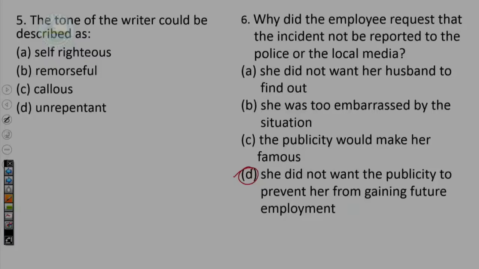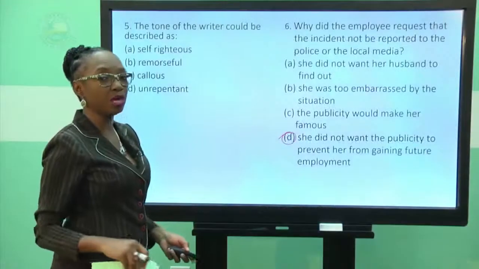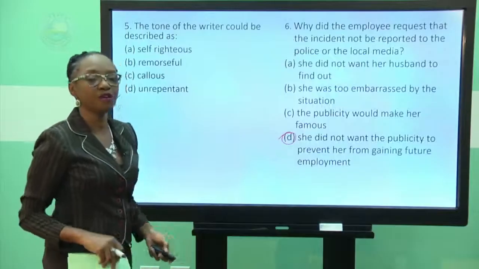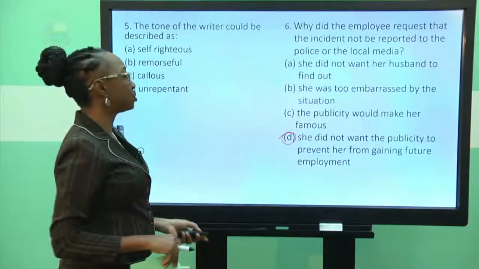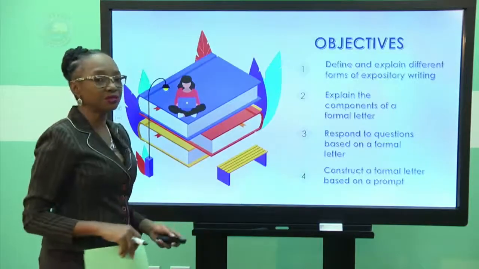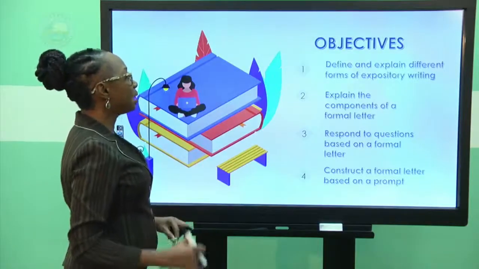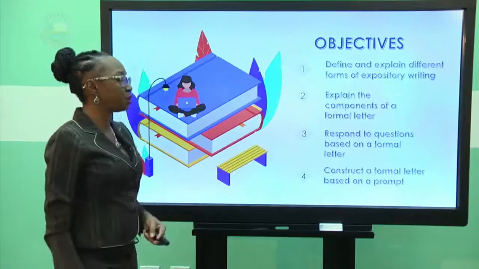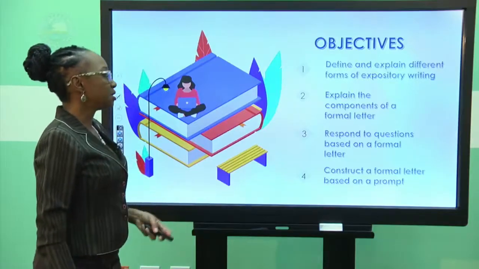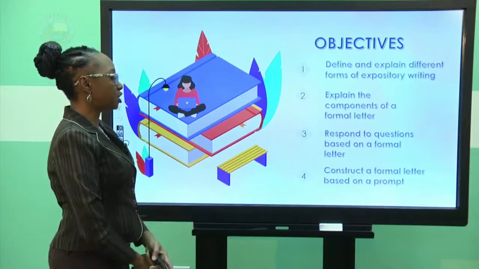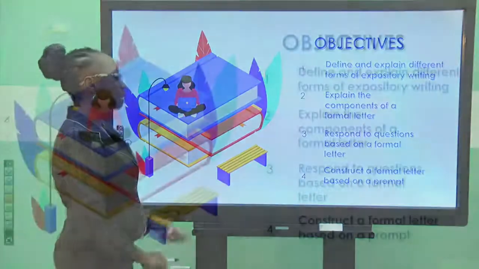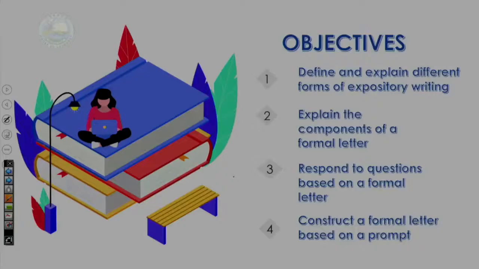These are some types of examples that you can get for your paper one, and you want to approach your paper one very logically, very clearly, understanding what it is you're being asked to do. So as we come to the end of today's session, you would have been able to define and explain different forms of expository writing, to explain the components of a formal letter, respond to questions based on a formal letter, and construct a formal letter based on a prompt.